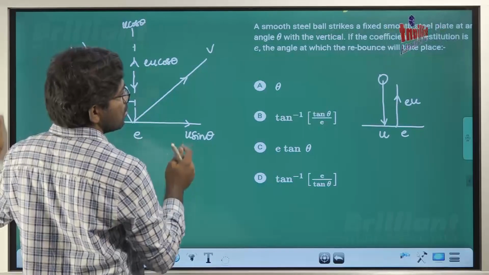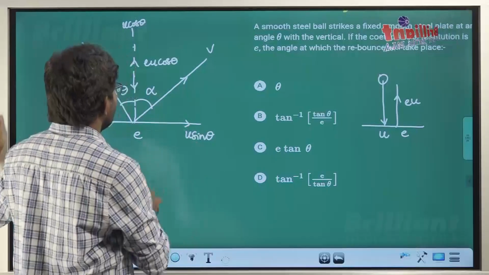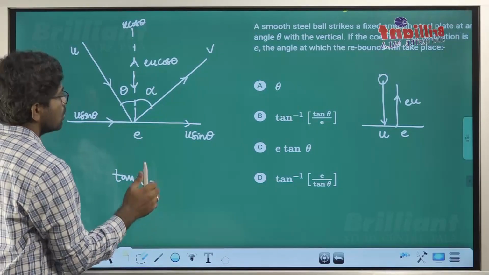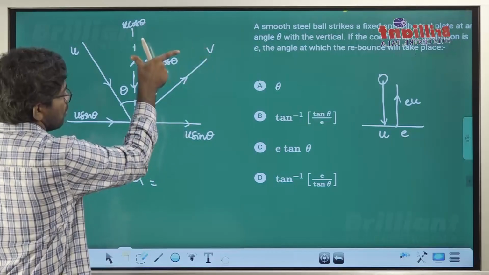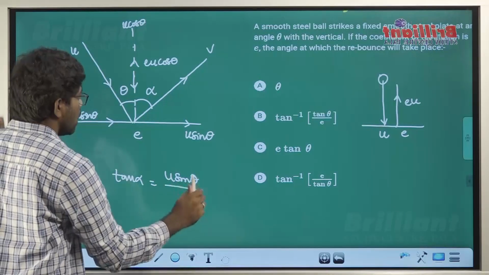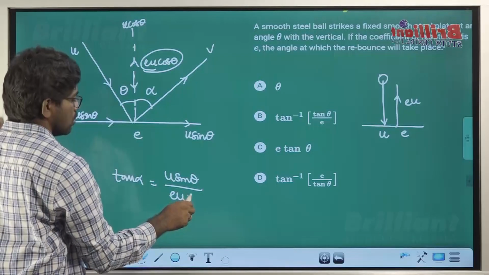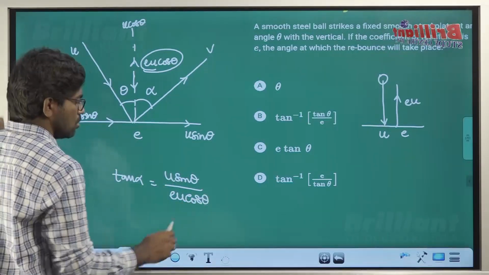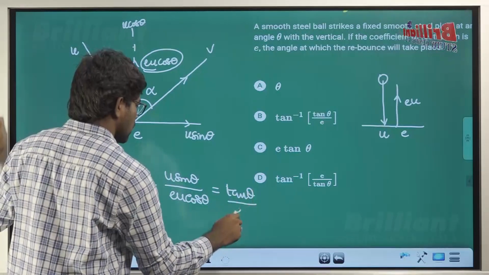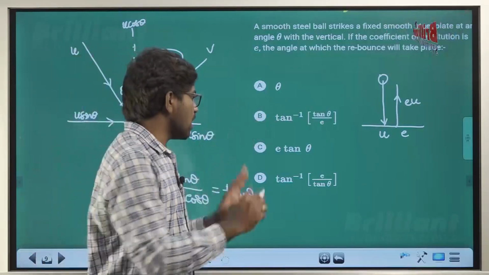Let's say your final velocity is making an angle alpha, we don't know. We need to find out. Then what do you write for tan alpha? This component, what is this component? u sin theta, by this component. What is this component? E u cos theta. Then what do you get? Tan theta by E. Then what is your alpha? Tan inverse of tan theta by E. That's it.